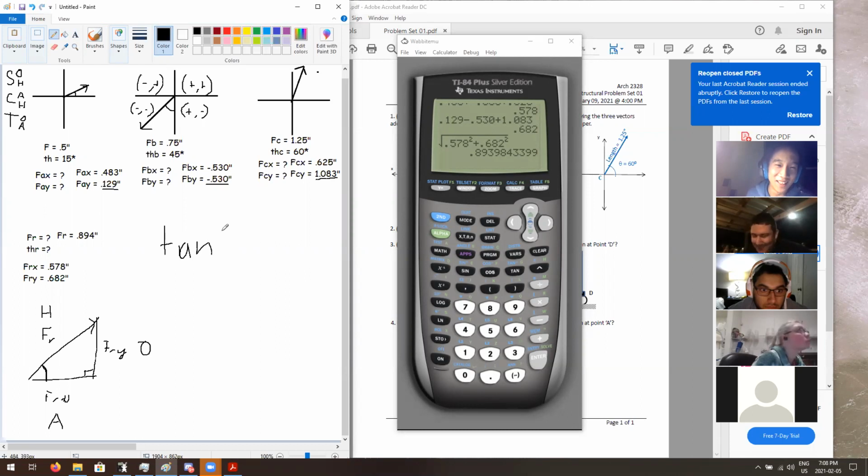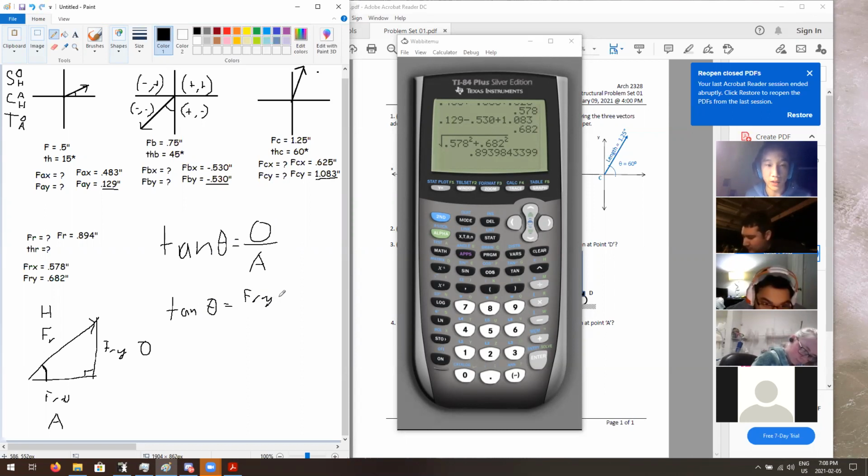Tangent of theta equals opposite over adjacent, right? It was right there. So tangent of theta is equal to f r y over f r x. See, f r y is opposite, f r x is adjacent, opposite over adjacent, f r y over f r x.